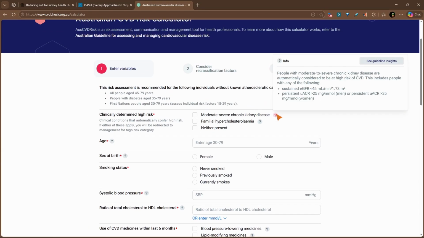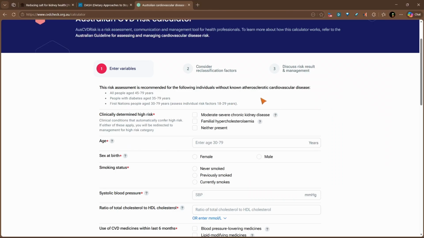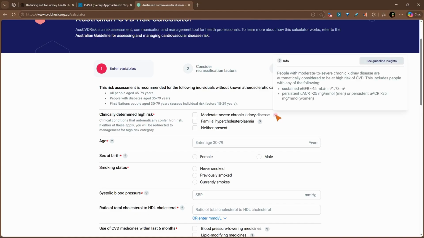So you can see here, if they have a persistent urine ACR of more than 25 in men or 35 in women, those will automatically be considered as high risk. Moderate or severe chronic kidney disease, as defined by a urine ACR above 25 or 35 for males and females respectively, and that's the same as the new guidelines, or if they have an eGFR of under 45. That is also the same as the new guidelines. As you can see here, patients that are automatically considered to be at high risk of CVD is a sustained eGFR of less than 45.